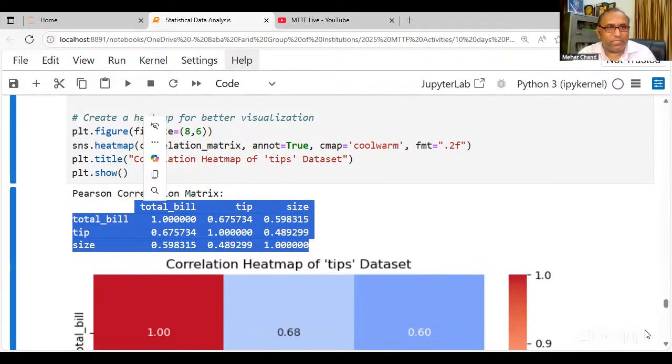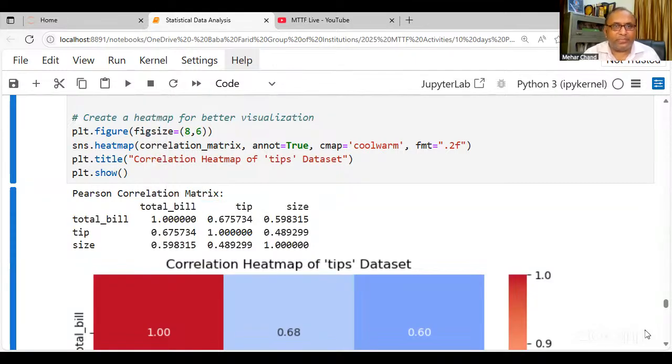So this is the Pearson correlation matrix. There are three variables which contain numerical values. On the top you can see we have total bill, tip, and size. In the rows, the first row is total bill, the second row is tip, and the third row is size. Each diagonal element has the value one. This happens in each case, since x with x, y with y, z with z, the correlation will always be equal to 1.